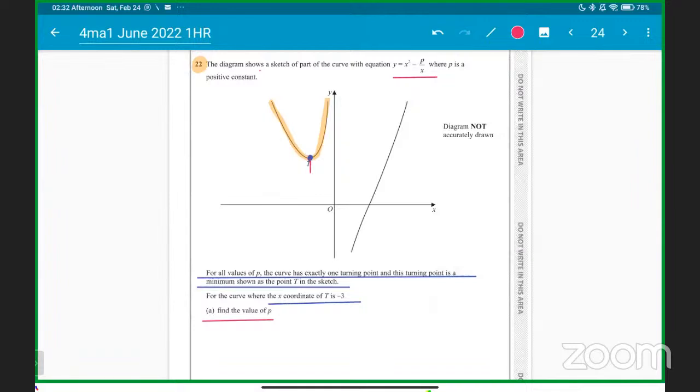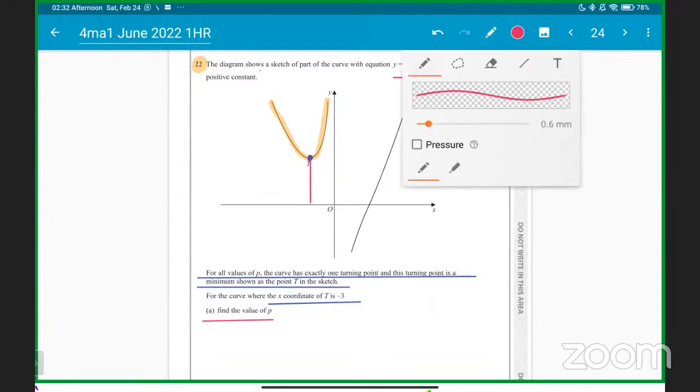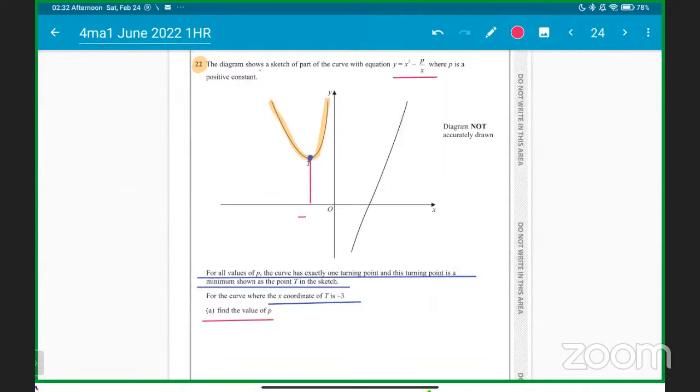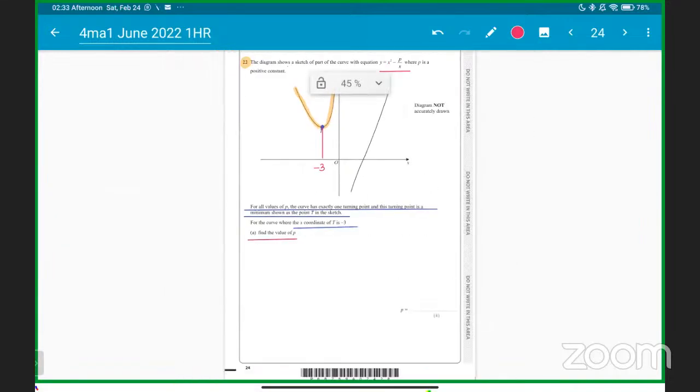So they are telling that this value of t is -3. You have to find the value of p. Understanding, guys? Got the first part? The first part is for 4 marks.